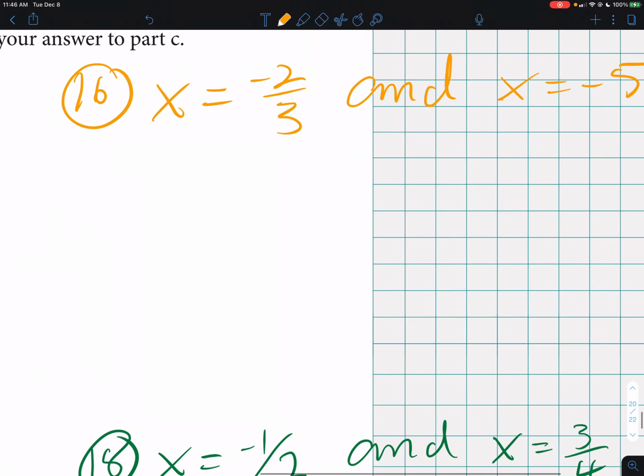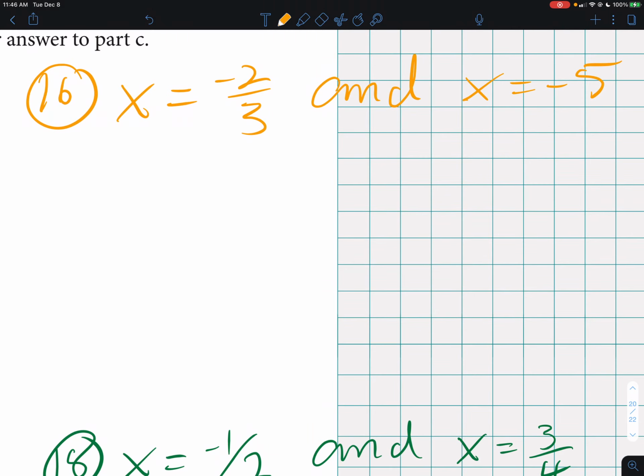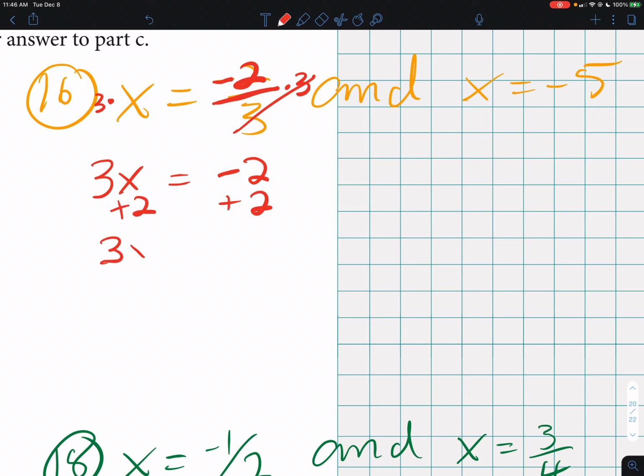Okay, 16. We've got negative 2/3 and 5. Again, we want to make it equal 0, but I said to think about your fractions as division. Put that negative sign with the top number. That's good practice. Think of this as negative 2 divided by 3. To cancel out the division, I'll multiply by 3 on both sides to get the 3's to cancel out. I get 3x equals negative 2. And then I want 0 over here, so to cancel out negative 2, I'll add it. And I'll get 3x plus 2 equals 0.